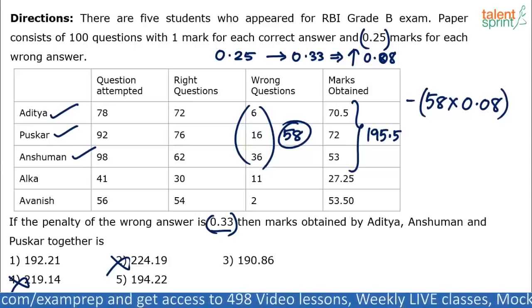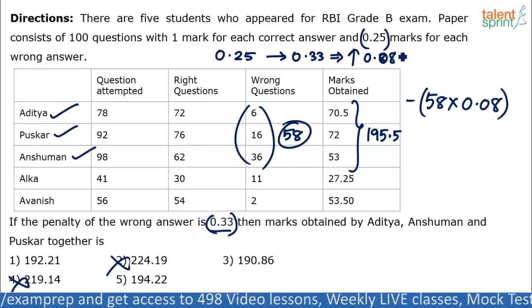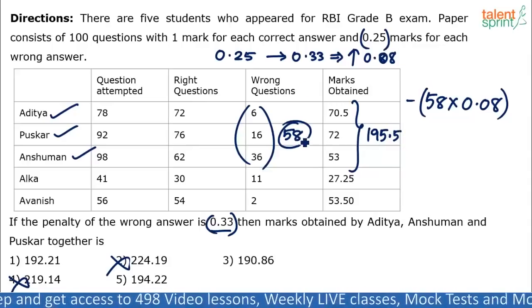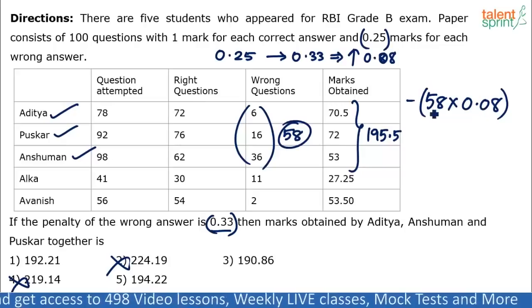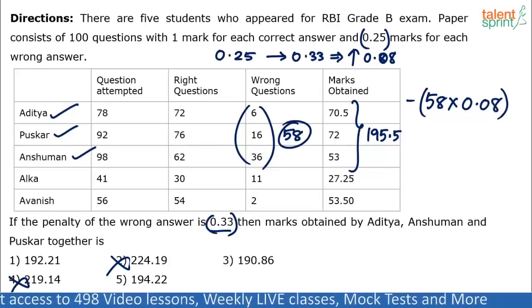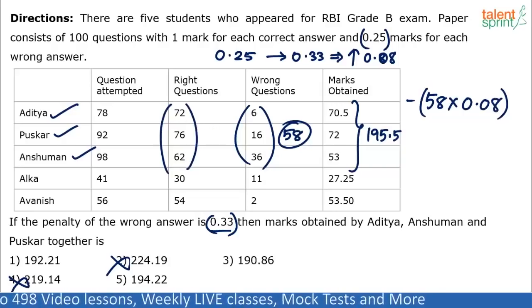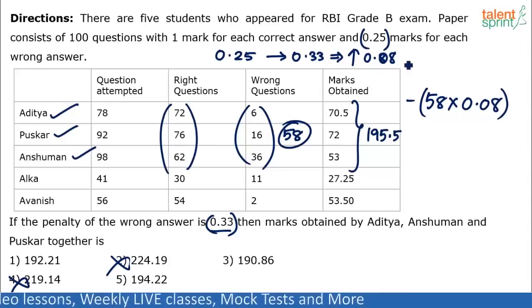For every wrong answer, the score should reduce by 0.08 more. Already 0.25 has been included here. Remember, don't multiply 58 by 0.33. If you multiply 58 by 0.33, then you have to multiply 72 plus 76 plus 62 by 1 and then take the difference. But instead of doing all that, we know that the further reduction is 0.08. So just multiply 58 by 0.08 and subtract that from the original total. That will give you the answer.